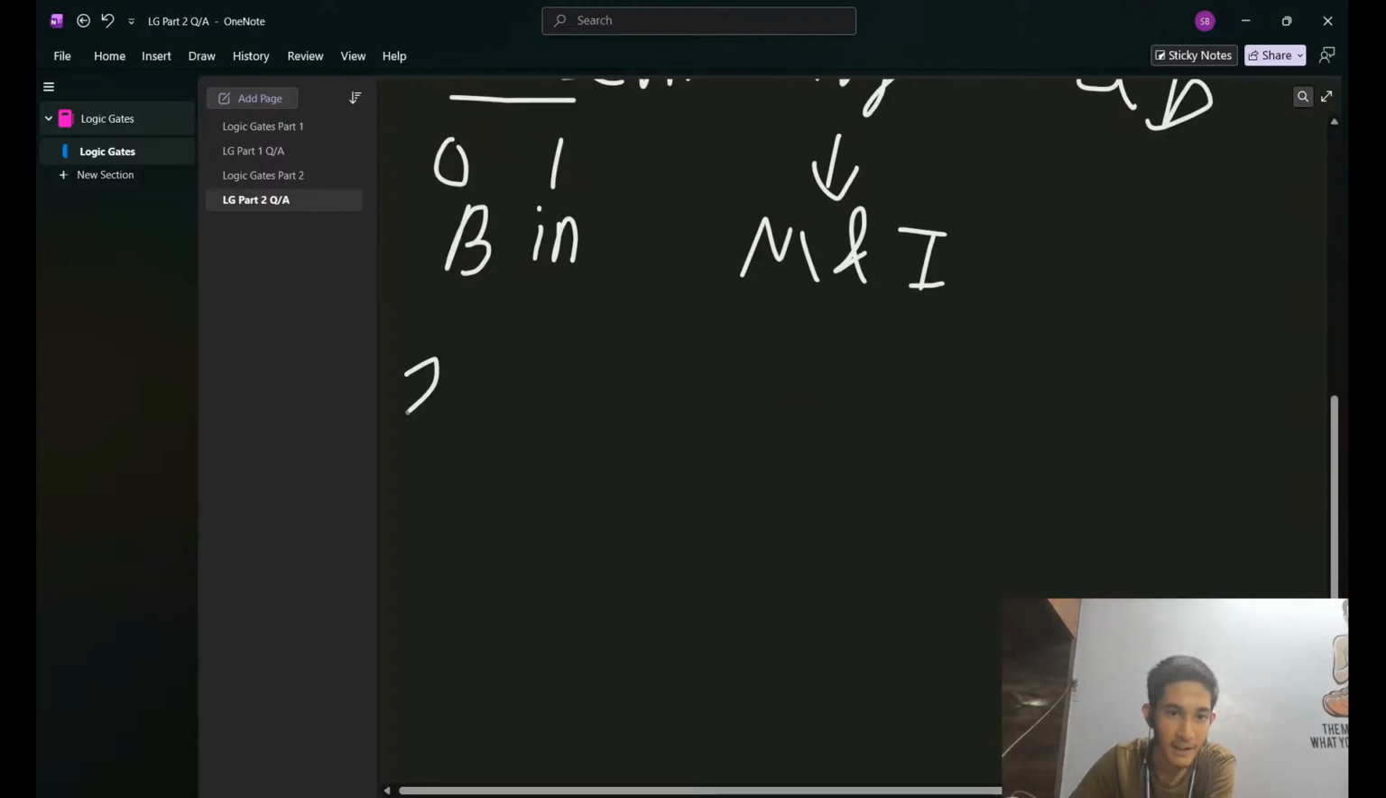The second gate is the OR gate. Okay. Now similar to how English says, the OR gate just checks if at least one of them is done, or at least if one of them is true.